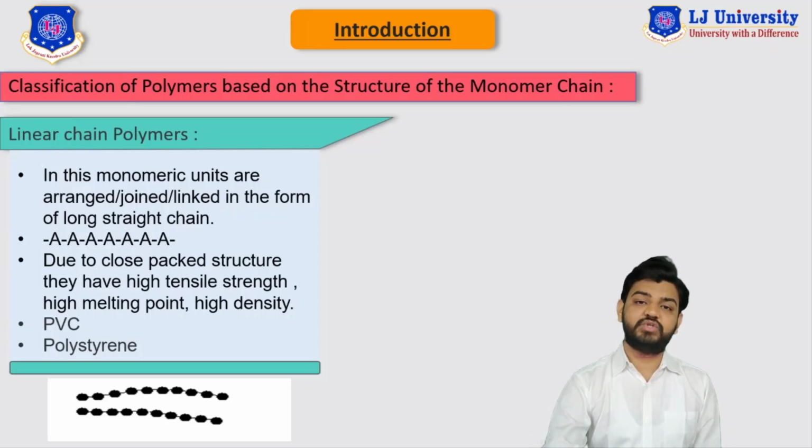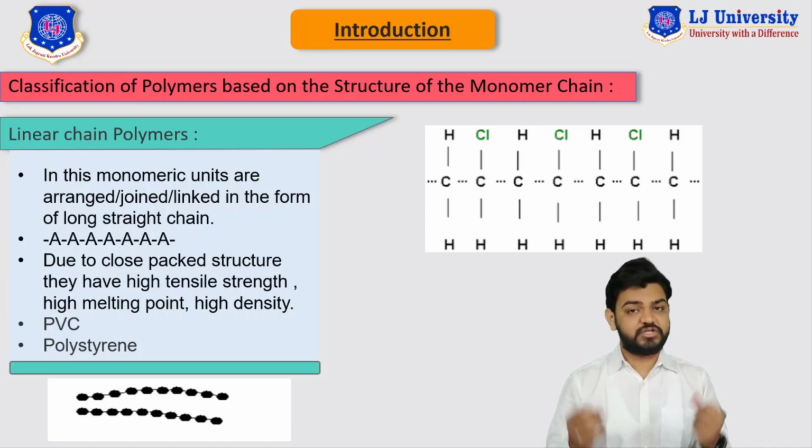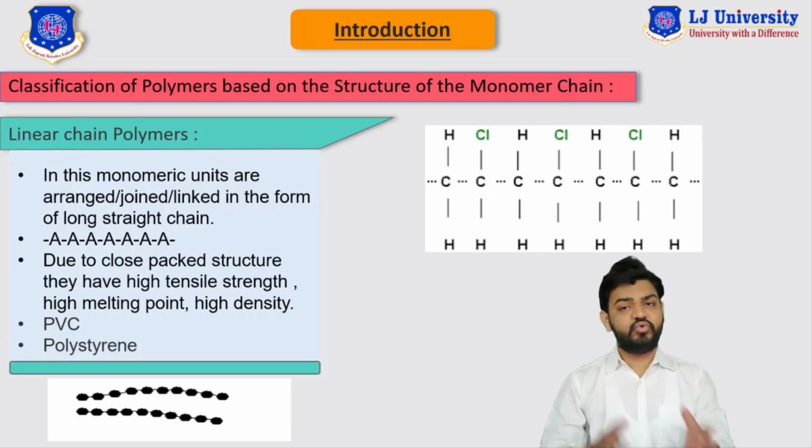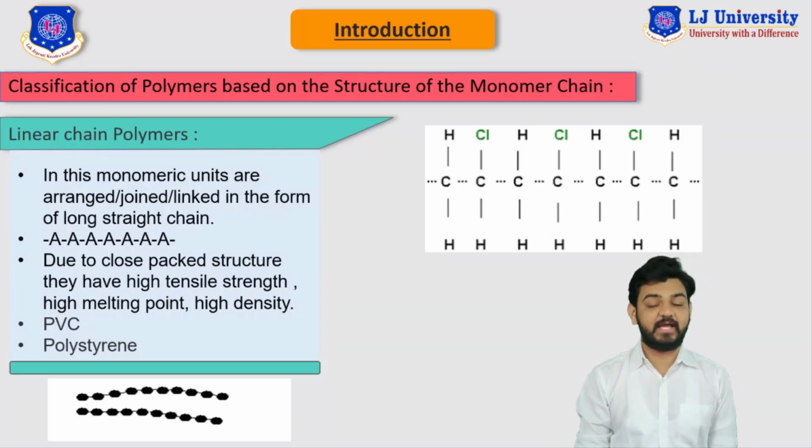Here in this image you can see examples of the linear polymer chain, such as PVC and polystyrene. They are very strong and have high tensile strength as their structures are very close together and they form very strong bonds with each other. So this was all about the linear chain polymer. Now in the next video we will see two different categories of polymer, that is branched polymer and cross-linked polymer.